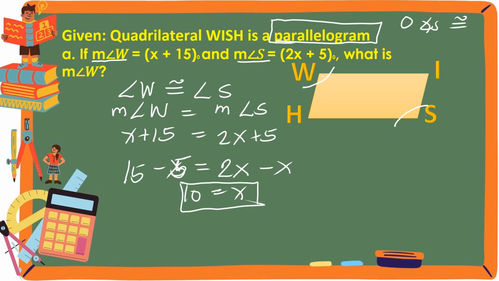But that is just simply the value of x. We need to find the value of W. So, magsa-substitute lang tayo. The measurement of angle W daw is x plus 15. But what is the measurement of our x? Ang x natin ay 10. So, 10 plus 15. So, the measurement of angle W is 25 degrees. Yan. Doon po tayo sa kasunod po natin.